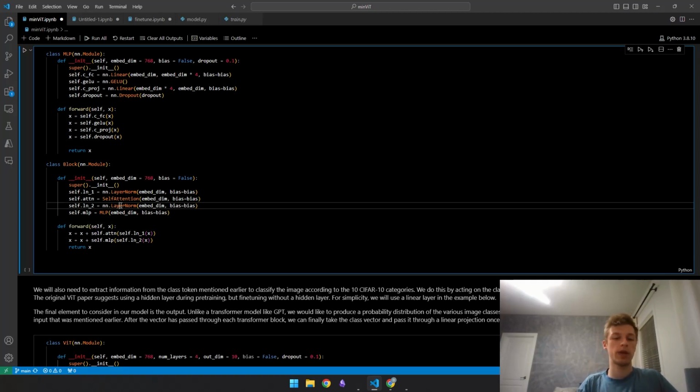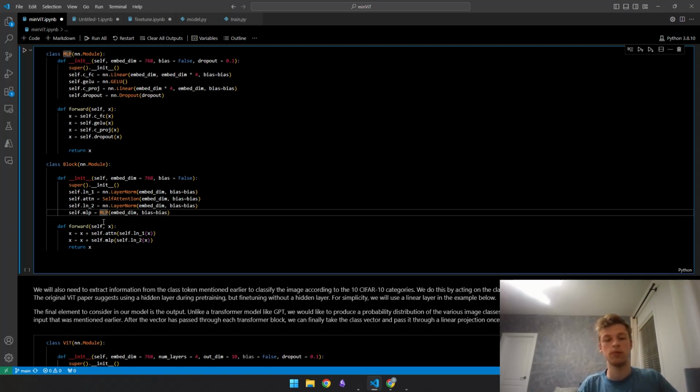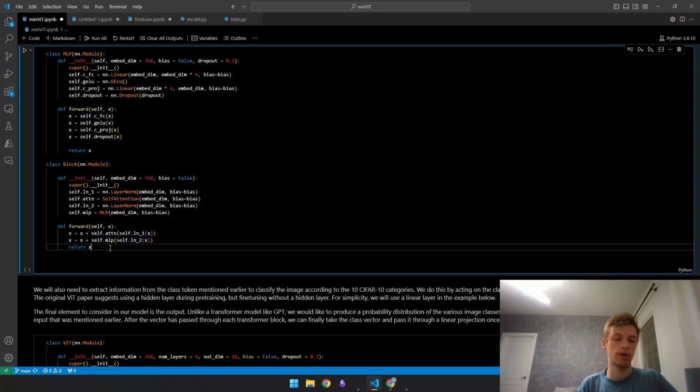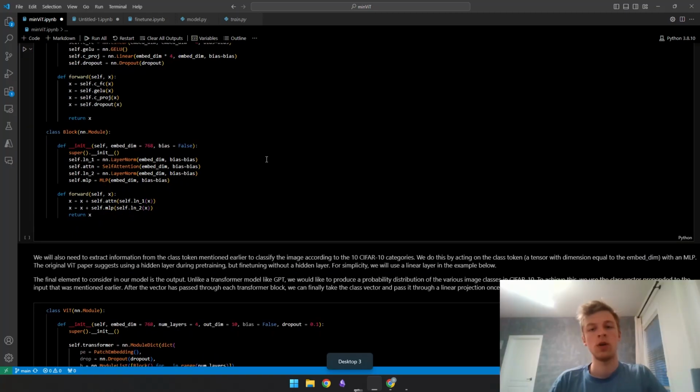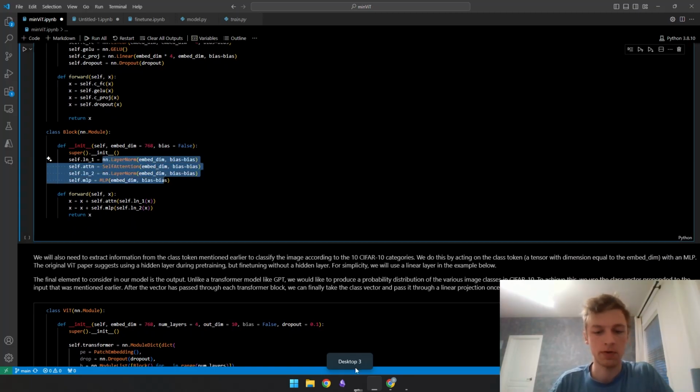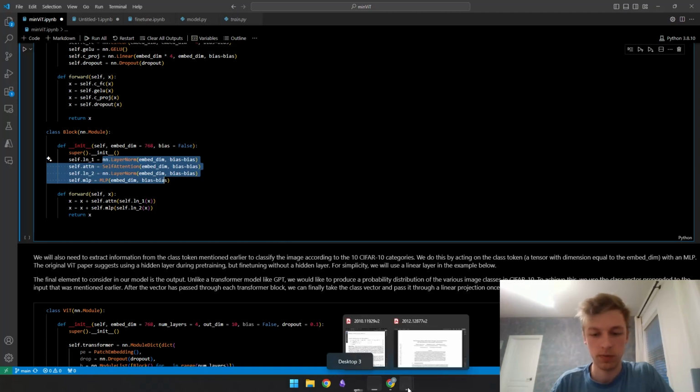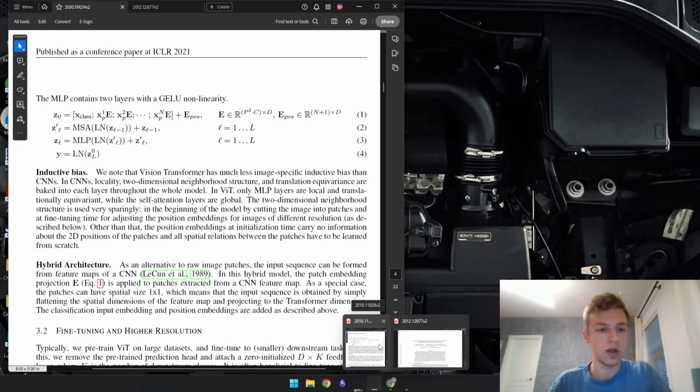And then we have another layer normalization followed by the multi-layer perceptron we defined earlier. And again, we employ another residual connection. And finally, we can return x. Okay, so now that we finished with the block, I'll go back to the original Vision Transformer paper for a second just to look at that.